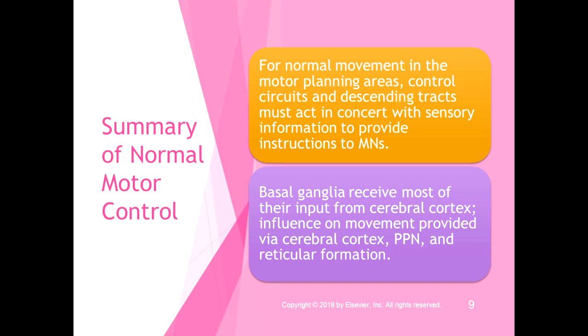So for normal movement in the motor planning areas, control circuits and descending tracts have to act in concert with sensory information to provide instruction to the motor neurons. Basal ganglia receive most of their input from the cerebral cortex, and influence on movement provided by the cerebral cortex, the PPN, and the reticular formation. So lots of input for normal motor control.